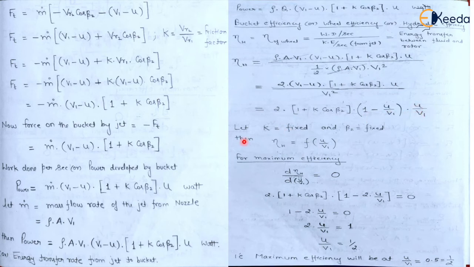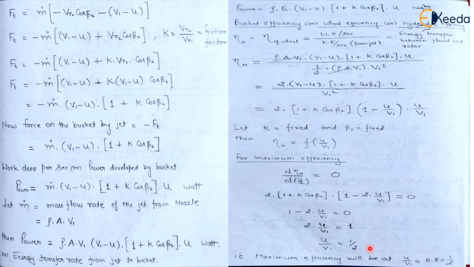Okay. Now let's see, k is fixed and beta 2 is also fixed. Then the hydraulic efficiency is a function of u by v1 only. So for the maximum efficiency, I will differentiate this equation with respect to u by v1. After differentiating, we get u by v1 equal to 1 by 2. That means u is equal to v1 by 2. That means blade velocity is equal to half of the jet velocity. This is the condition at which the hydraulic efficiency will be maximum. So u by v1 is equal to half.